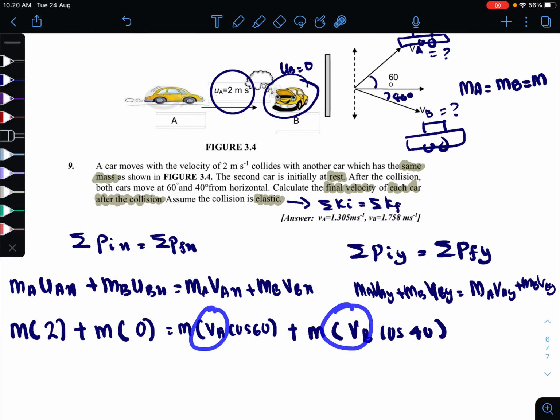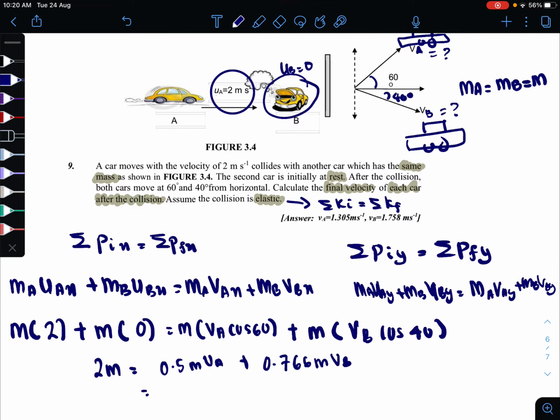Maka dekat depan ni kita biar dia sebagai positif sahaja. Now what we are going to do is we're going to end up with 2m is equals to cos 60. Boleh tekan calculator, so you can simply press calculator. Cos 60, tekan ada 0.5, so 0.5 m VA plus with cos 40, tekan calculator, you'll get 0.766 m VB. As you can see, both these terms on the right have m, which is common between them. So I'm going to factorize the m out. Factorize 0.5 VA plus with 0.766 VB.